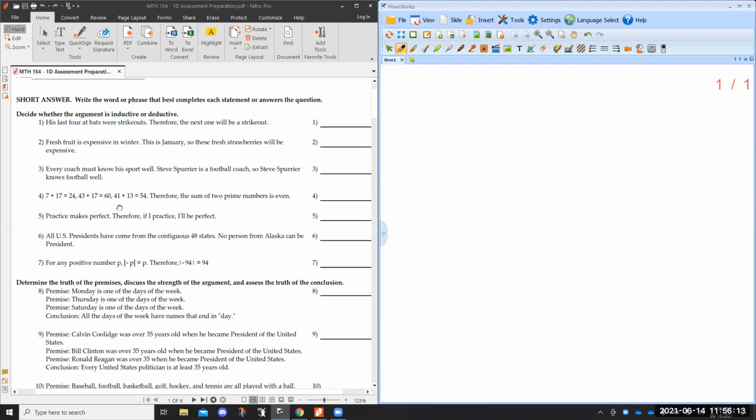This is an inductive argument. They added several prime numbers together and saw that they got an even number. This is inductive. It's also not true, but this is not asking you about true or false. It's just asking you, is the reasoning deductive or inductive? Don't forget that 2 is also a prime number. So I could have added 2 plus 7 and I'd be adding 2 prime numbers and I'd have gotten 9. So too little information here led you to a wrong conclusion, right?